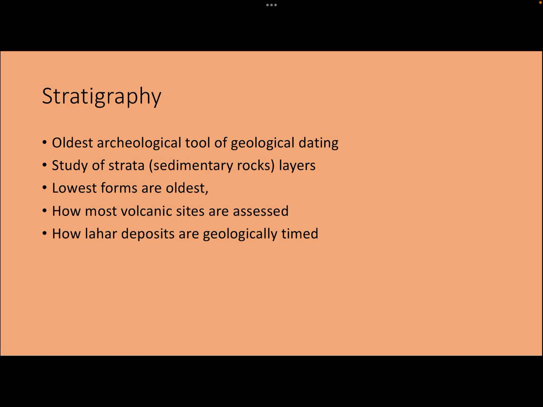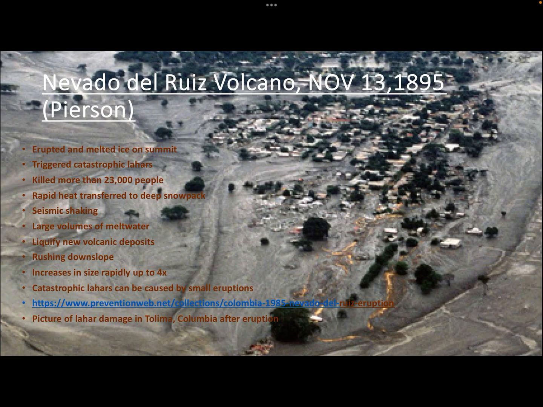As I said earlier, stratigraphy is important because it is one of the geologist's tools that they used before they had carbon dating and then radiometric isotope dating. It is one of the oldest forms. And this is how they assess these sites and how long these layers have been there.